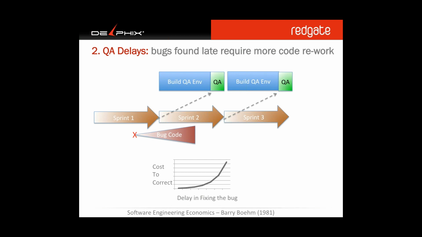In his seminal book, Software Engineering Economics, that some of you may be familiar with, author Barry Boehm introduced the computer world to the idea that the longer it takes to fix a bug, or the longer the delay in fixing a bug, the higher the costs are to correct it, and that these costs actually rise exponentially the longer it takes to fix a bug in the development life cycle.